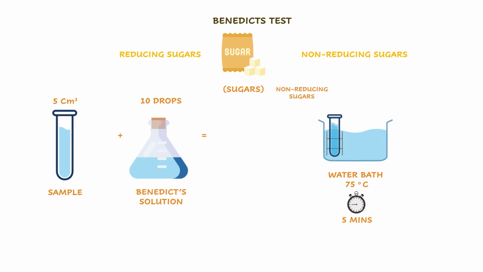If no reducing sugars are present, the solution remains blue. However, if there are reducing sugars, it will turn green, yellow, or brick red, depending on the sugar concentration.